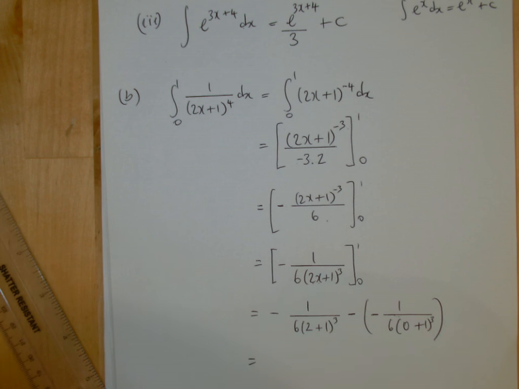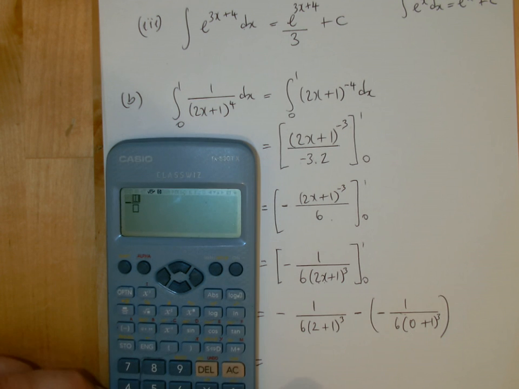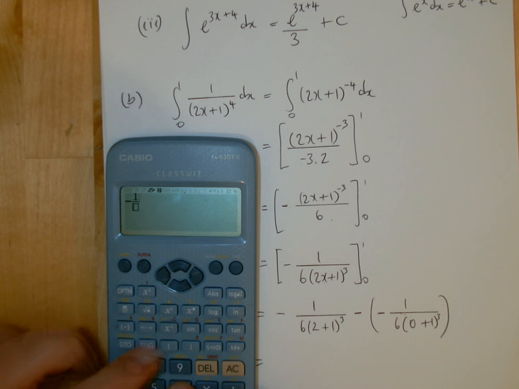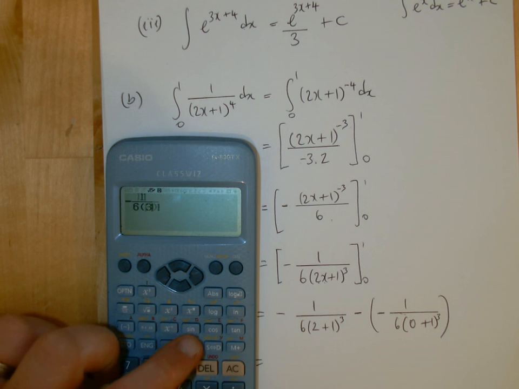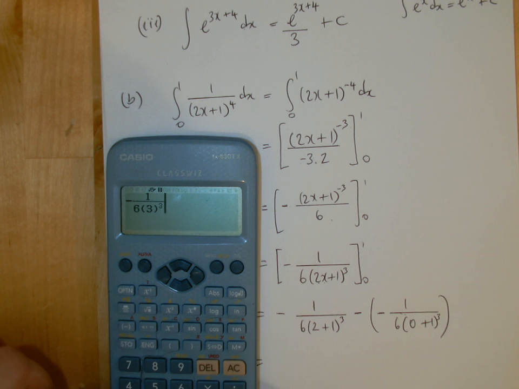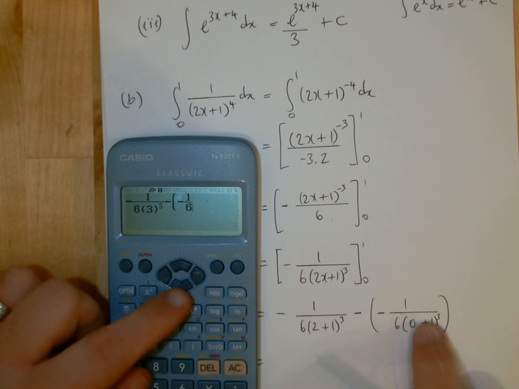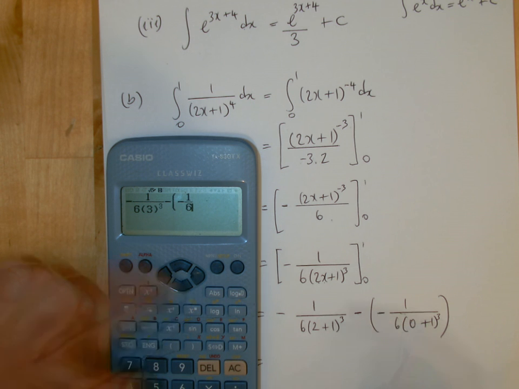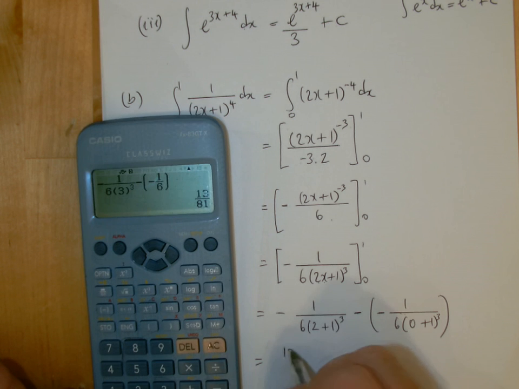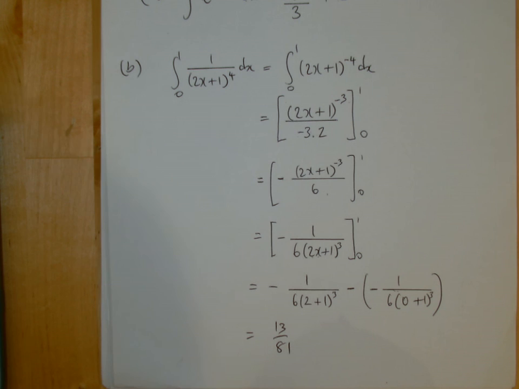So we can type this into our calculator. So we're going to have minus bracket 1 over 6 bracket, well that'll become 3, won't it? Cubed. Minus then bracket minus fraction 1 over 6, and then that bracket there will just become 1 cubed, still 1, so I don't need to write anything there. And I get 13 over 81 as my answer. We leave it in fraction form.